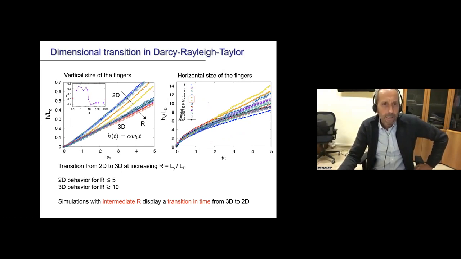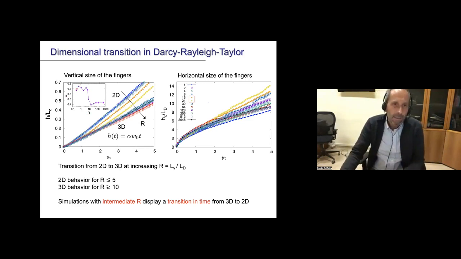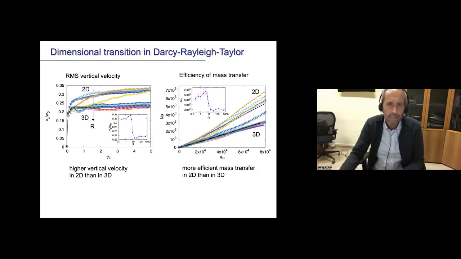So this is alpha, the slope of this line, the efficiency of how the mixing layer grows in time, as a function of the confinement scale. And you see there is a plateau for two dimensions, a plateau for three dimensions, and there is a kind of phase transition, a very sharp transition from two dimensions to three dimensions, and the same for the velocity, okay?